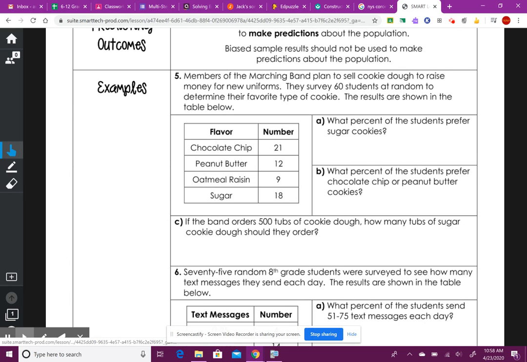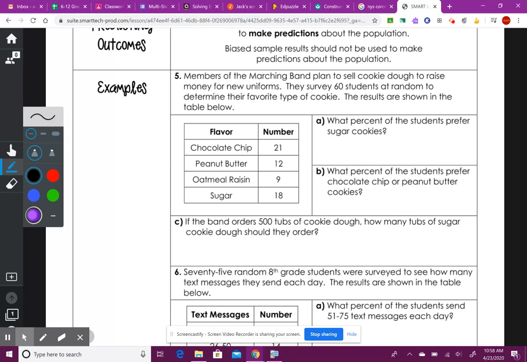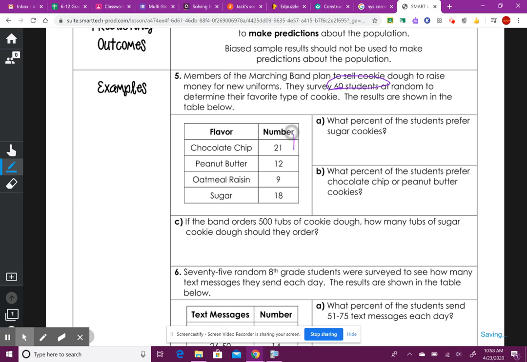So here we have members of the marching band. They are selling cookie dough. This is a very important number here. 60 students. So that is actually this table. If you add all them together, it adds up to 60. So that's why it is in table form, because it's all different students within those 60. So they survey 60 students at random to determine their favorite type of cookie.